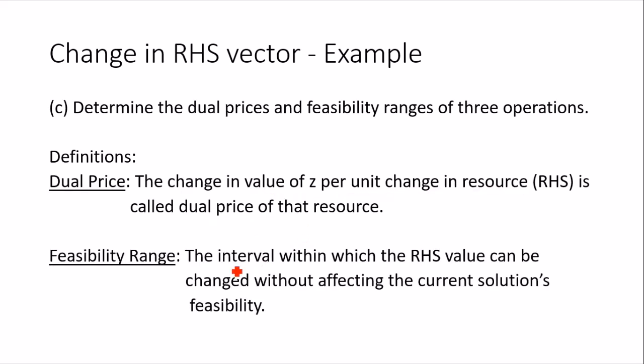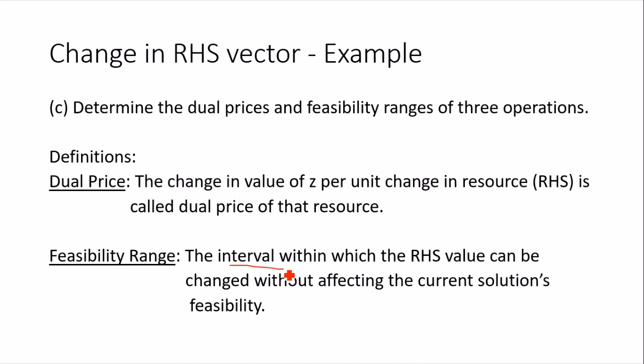Feasibility range can be understood just by looking at part A and part B, which we have done so far. In part A, the feasibility was not disturbed, but in part B, feasibility was disturbed. So that means there is definitely some interval such that if we introduce changes within that interval, then feasibility will not be disturbed. However, if we move beyond that interval, the feasibility gets disturbed. So that interval is called a feasibility range.